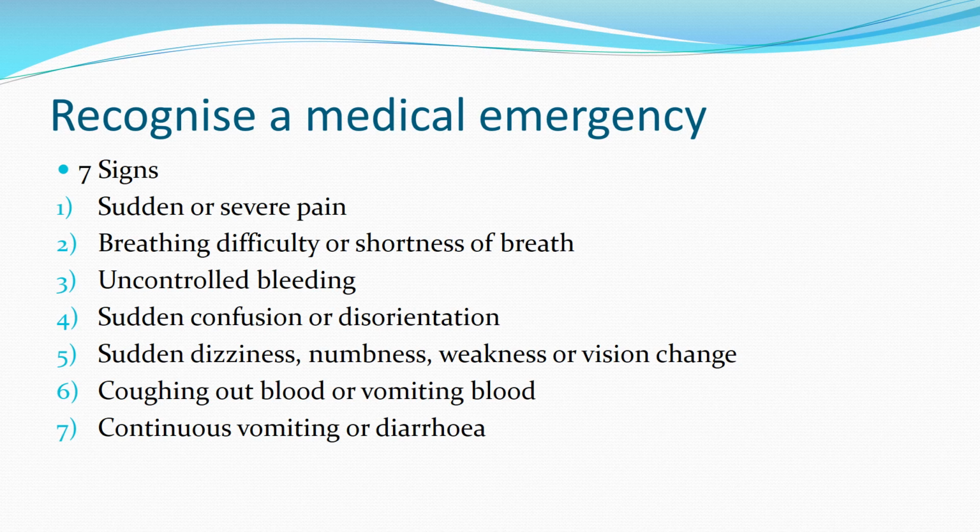Okay, point number 2, breathing difficulty or shortness of breath, it's always a medical emergency. Uncontrolled bleeding, sudden confusion, sudden dizziness, numbness, weakness, or vision change. You can see and then after that you can't see clearly anymore. Not that your vision is just slightly blurry because you have watery or itchy eyes, but that your vision is totally different. That the world started getting darker, or you see lots of stars, or you see double vision or triple vision. That's when you know it's a medical emergency. And coughing out blood or vomiting blood, of course, right? That's blood. You have to call 995.